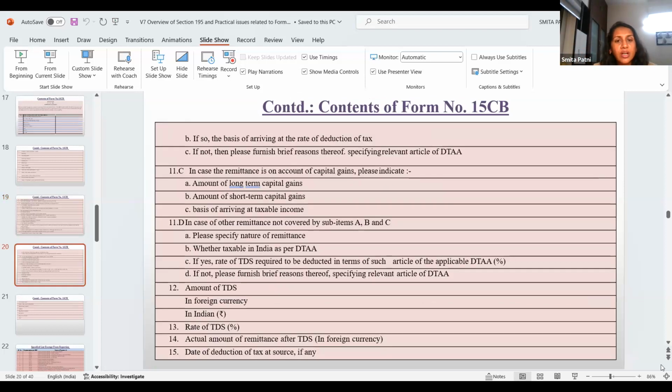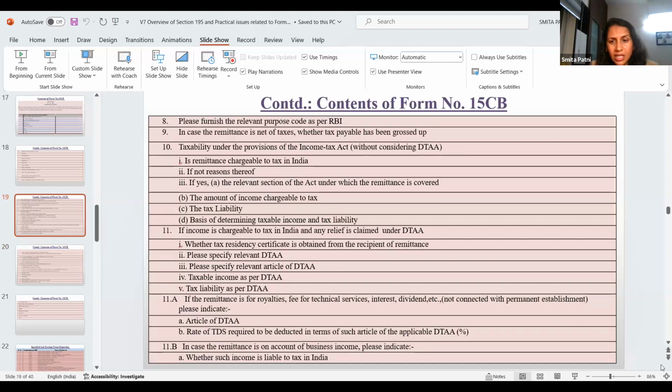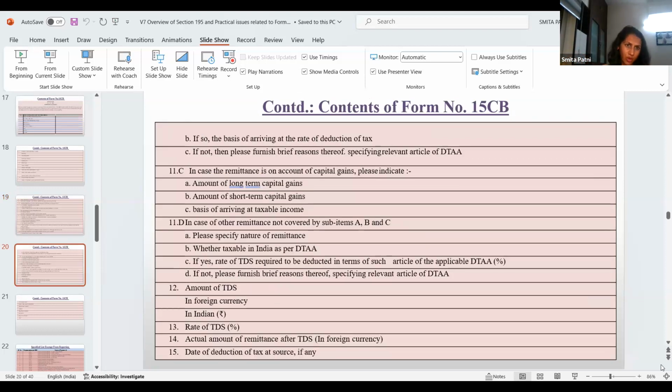11A is for royalty, technical services, interest. It asks for the article of DTA and the rate of TDS. In case the remittance is for business purposes, then we go to 11B. Whether such income is liable to tax, obviously we will have to ask whether this income is business income. Generally, in the case of foreign companies where there is a branch in India, we will go to this. The rate is 40% in this case.